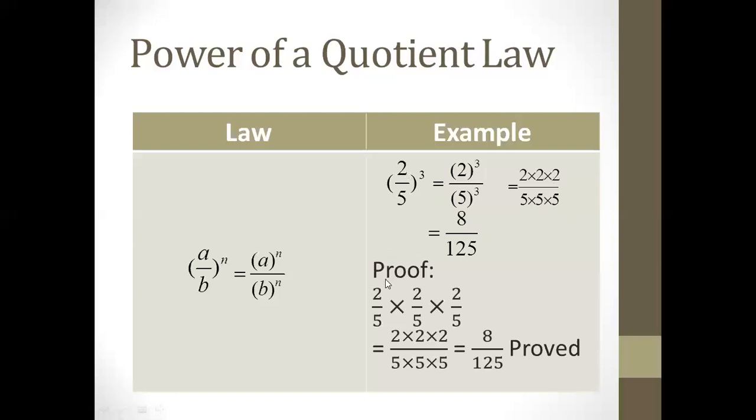Now you can check this proof. As this is a base, how many times is the base going to be used? 3 times. Now you can write it as 2 upon 5 times 2 upon 5 times 2 upon 5. All numerators multiply together and all denominators multiply together, right? You will get 8 upon 125.